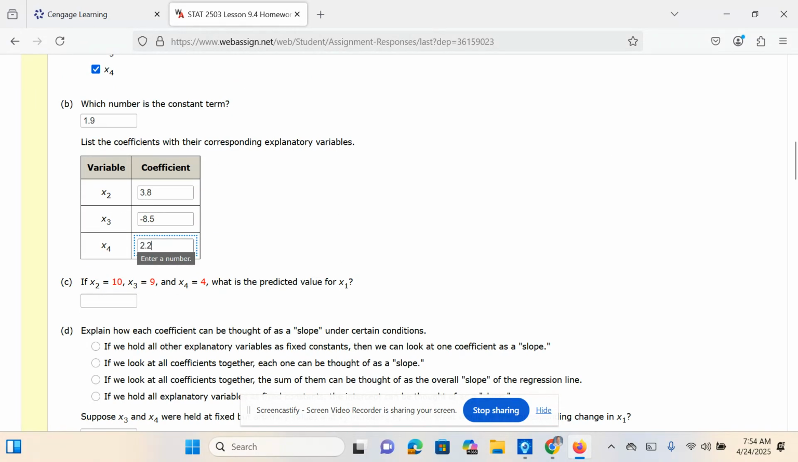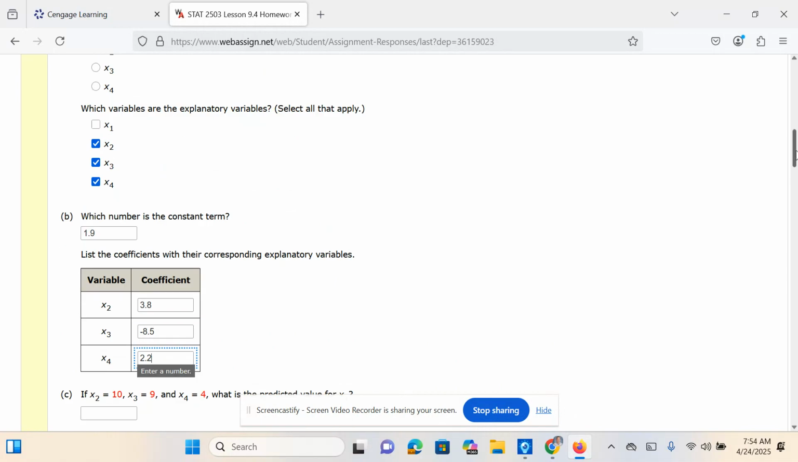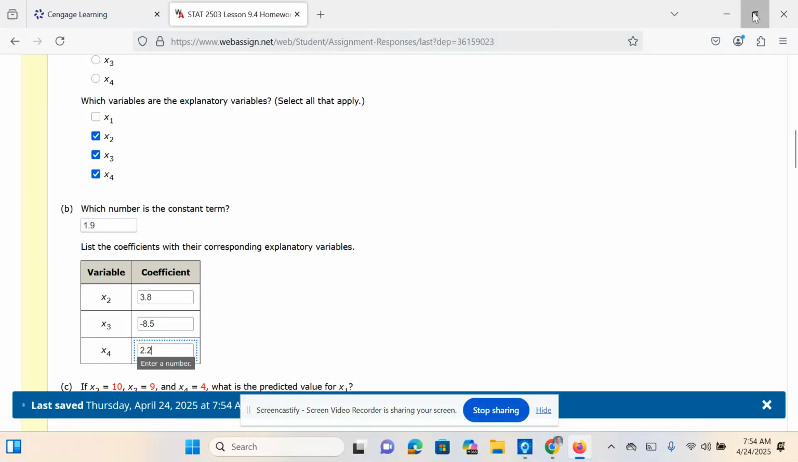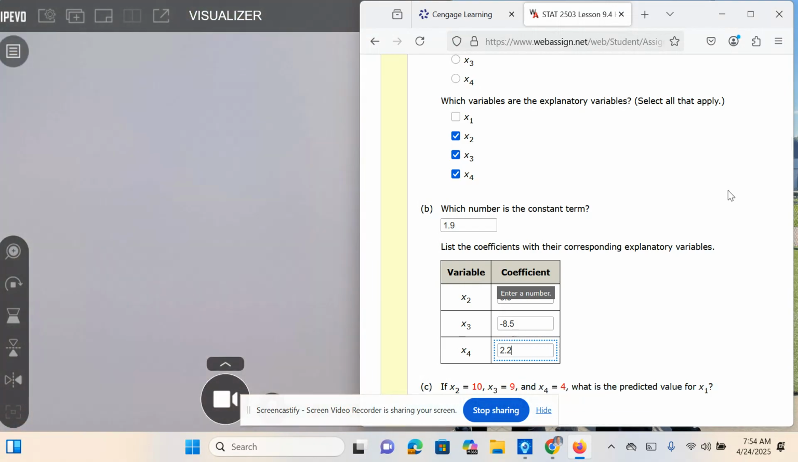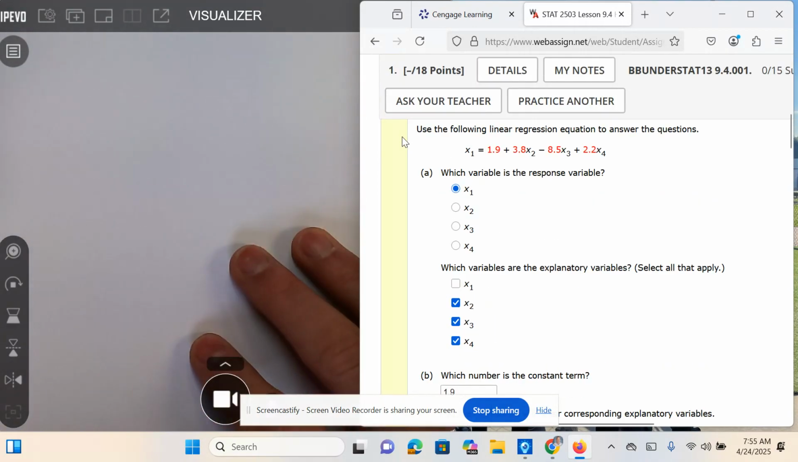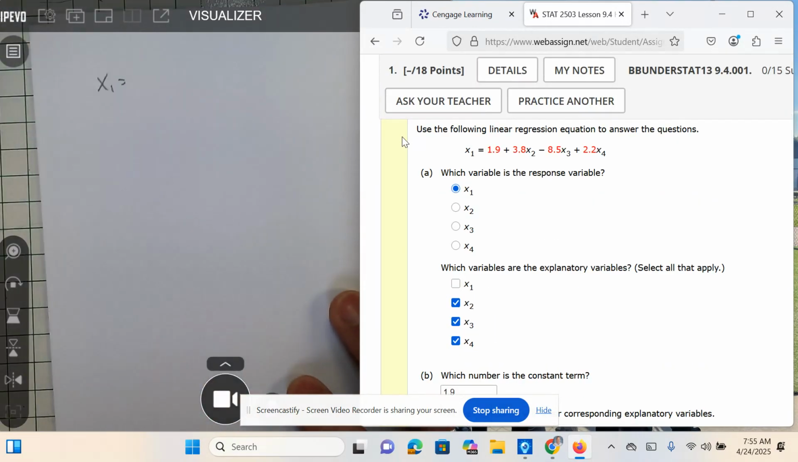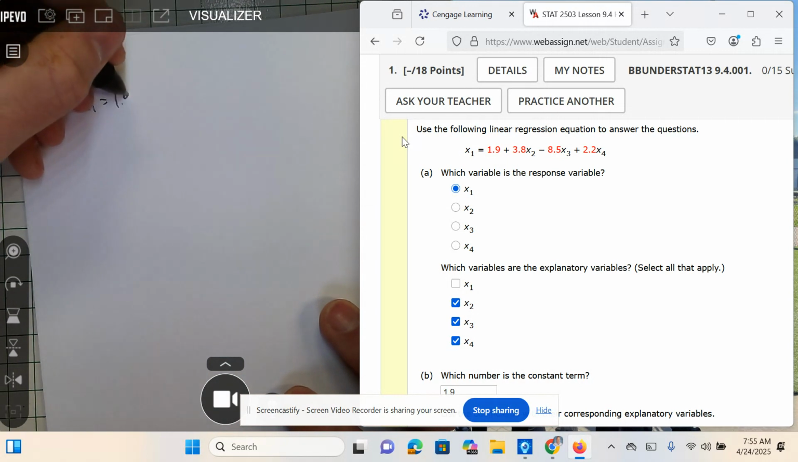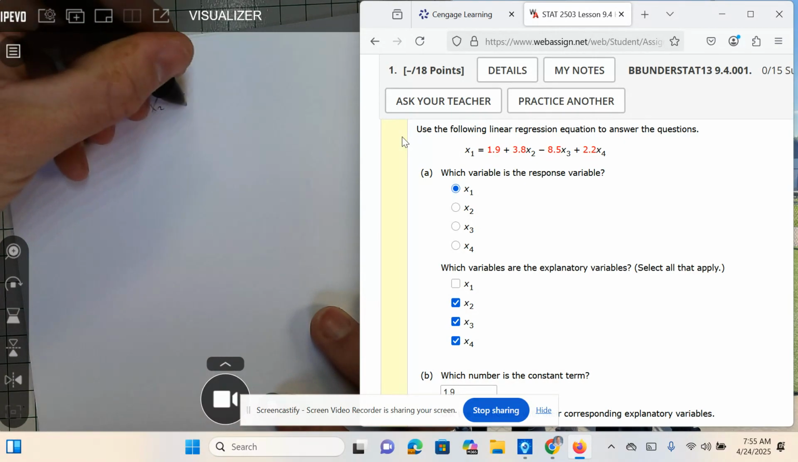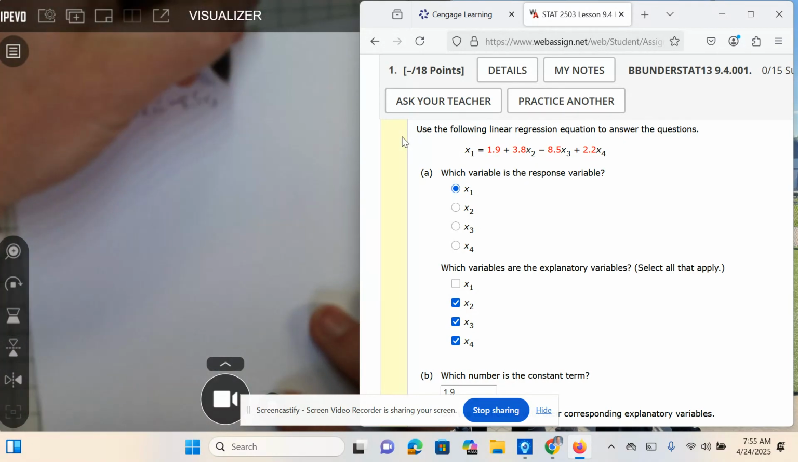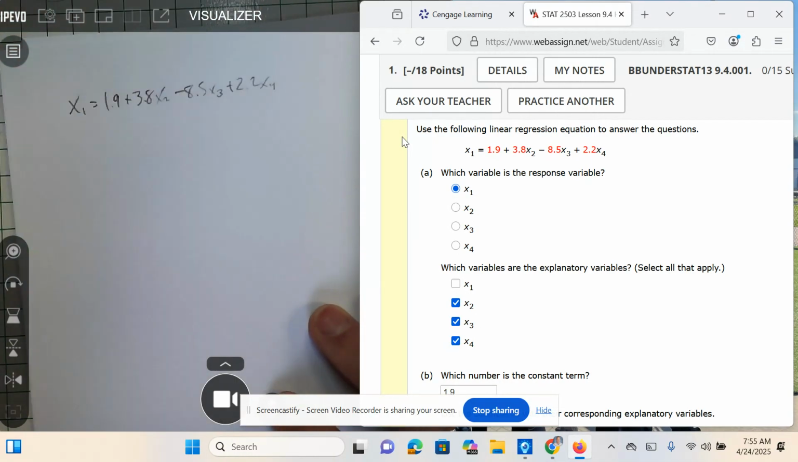Now, X2 equals 10, X3 equals 9, X4 equals 4. What's the predicted value for X1? So all I'm going to do here is simply plug those values into my equation, okay? I'll write this down. Let's write down the equation. So X1 equals 1.9 plus 3.8 times x2 minus 8.5 times x3 plus 2.2 times x4. My pen's kind of running out there a little bit.